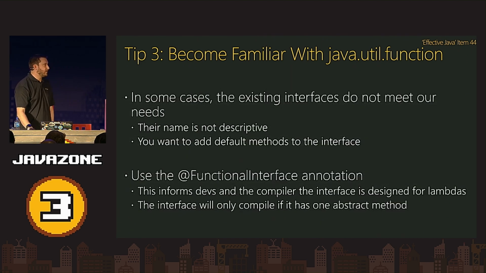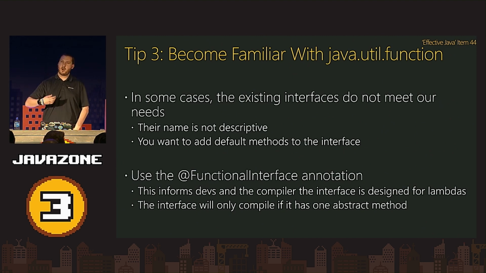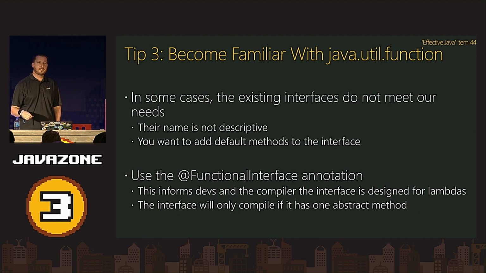And now going back to what I said before, in some cases, the existing interfaces do not always meet our needs. The name might not be descriptive. No one's going to argue that Comparator is a really good name for exactly what the Comparator interface does. And it's much better to have a Comparator than some generic named functional interface. Another reason why you might want to create your own functional interfaces is that it allows you to add default methods and non-abstract methods to your classes, which makes it much more functional for the developer in many cases.